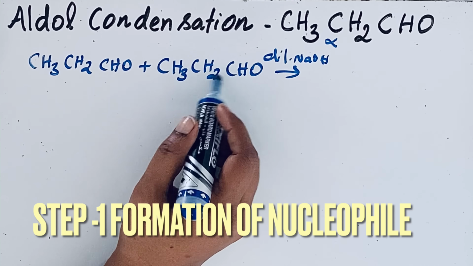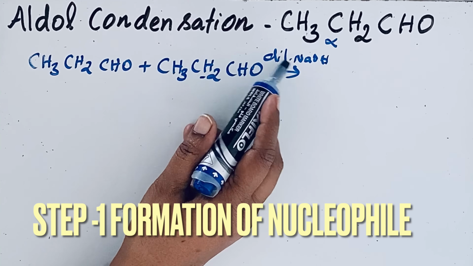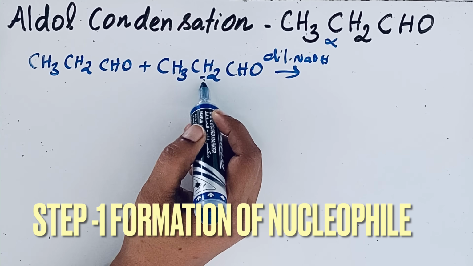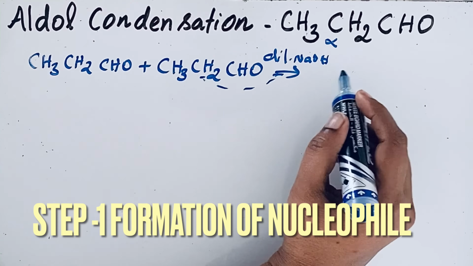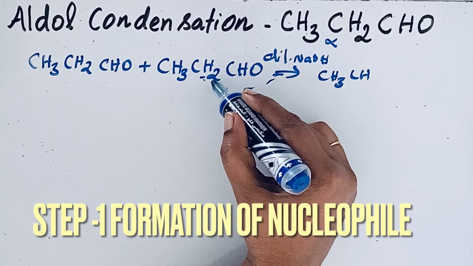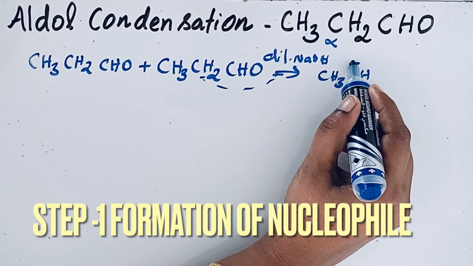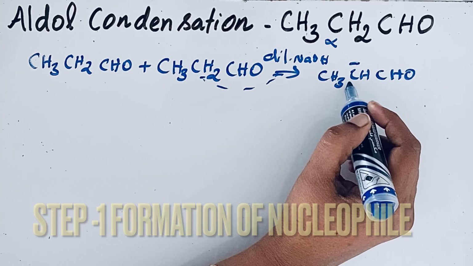So this alpha hydrogen is very acidic. This dilute NaOH is a base, so it abstracts, that is, removes a hydrogen, resulting in the formation of CH3, CH, because of the removal of one hydrogen atom, with a negative charge, CHO. So this is a carbanion.